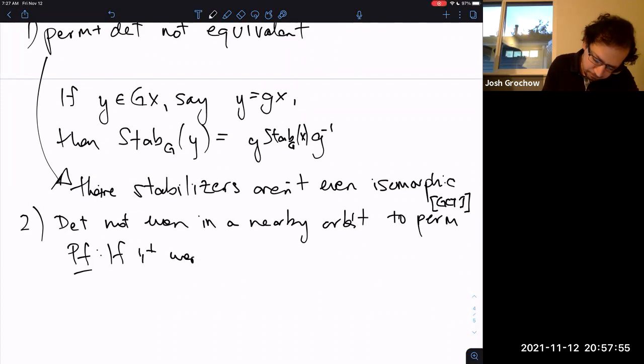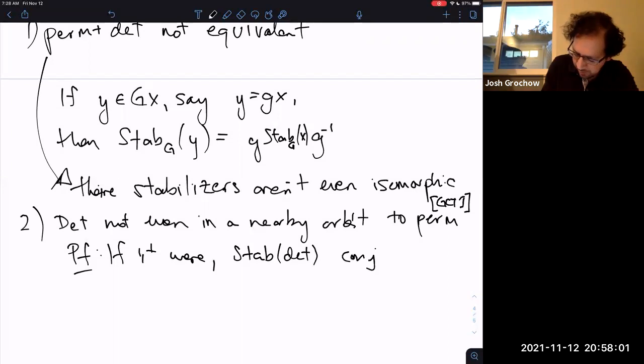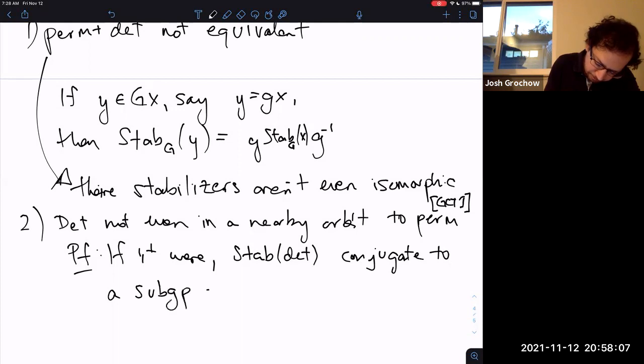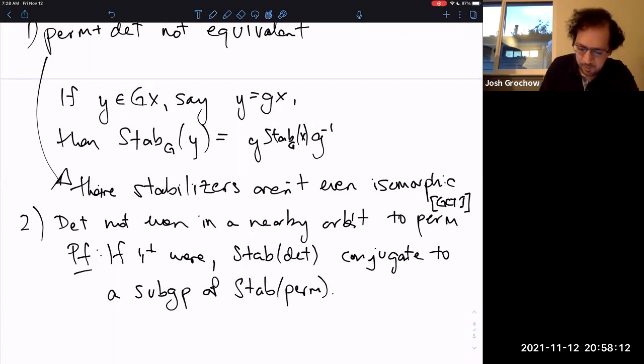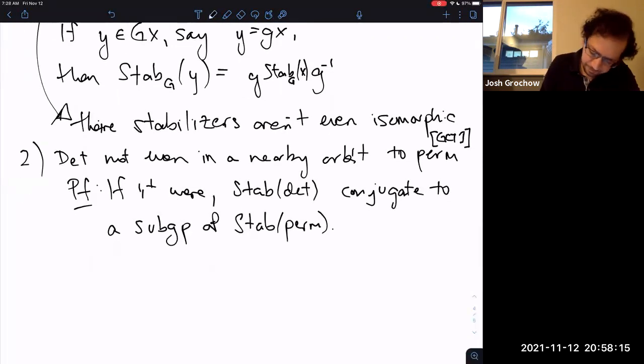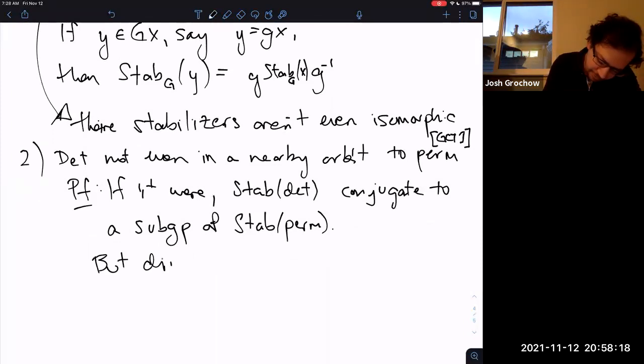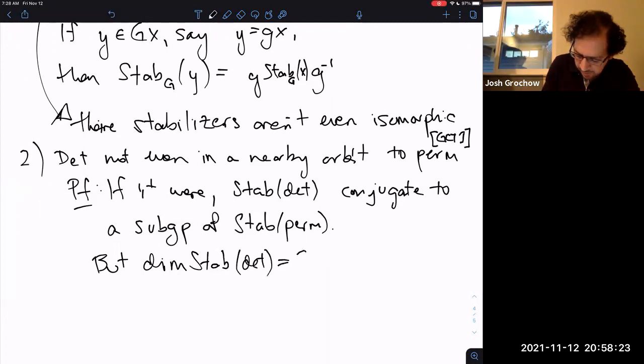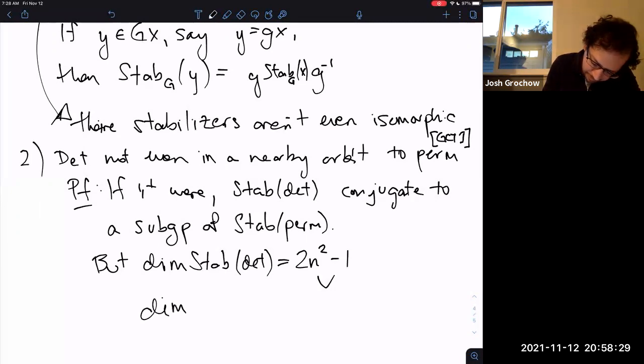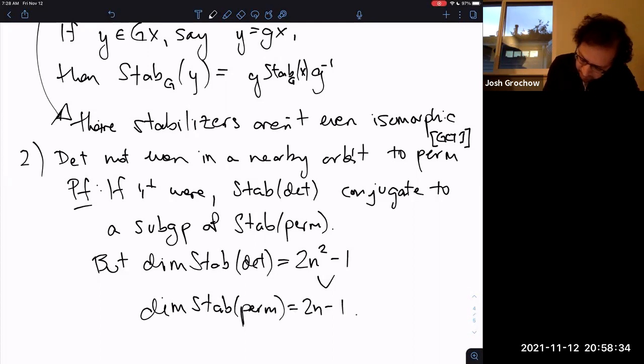If it were, then the stabilizer of the determinant would have to be conjugate to a subgroup of the stabilizer of the permanent. But now we can argue just by dimension. We said the dimension of the stabilizer of the determinant was essentially 2n squared minus 1, which is much bigger than the dimension of the stabilizer of the permanent, which was 2n minus 1.